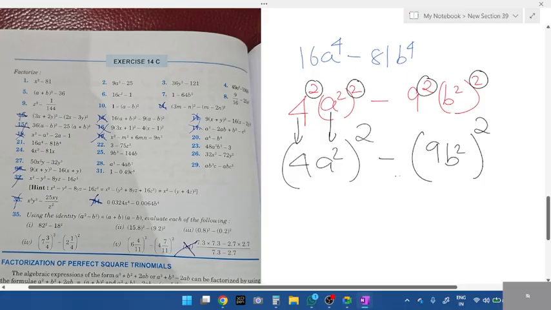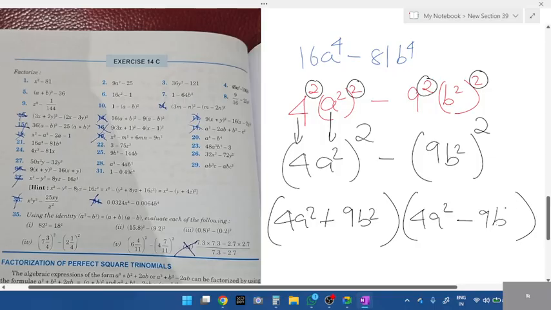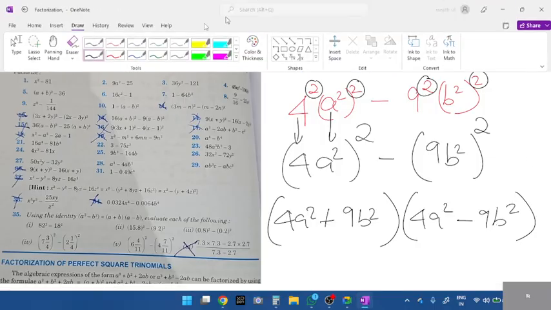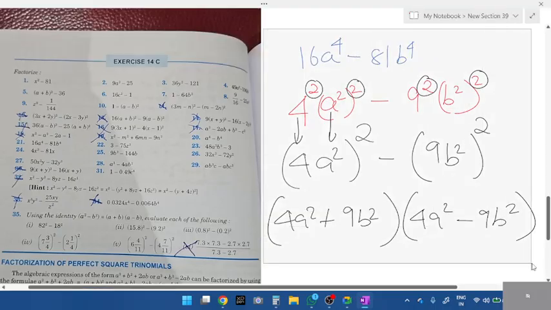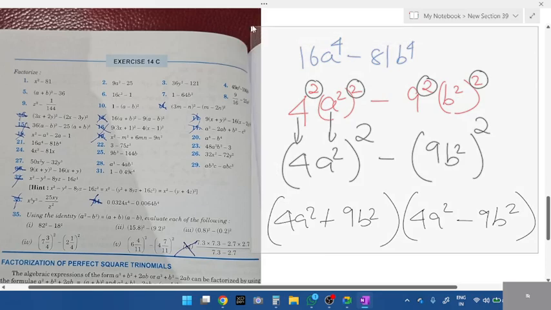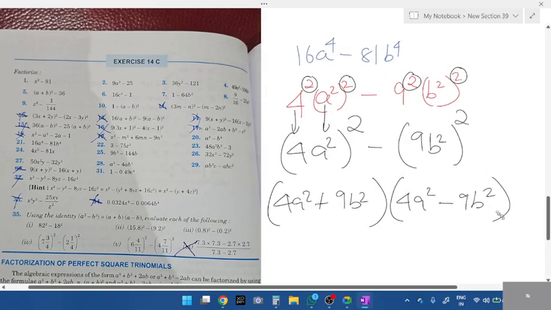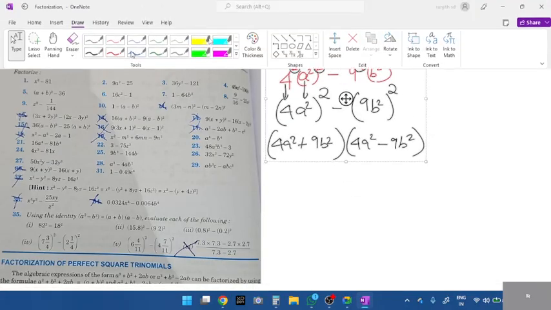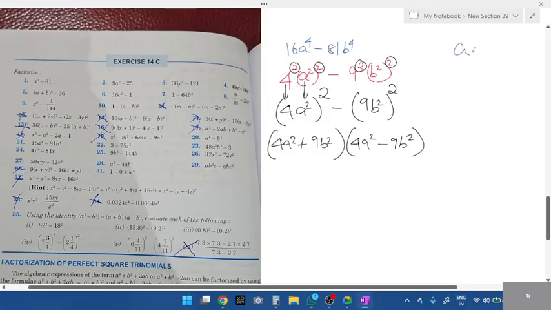Now we have a square minus b square. What's the answer for this? (4a square plus 9b square) into (4a square minus 9b square). Ignore plus. Look at the minus. Can we further factorize the minus value? Yes. How do I factorize the second part? See, whenever there is 4 students, I'll teach you a trick. Whenever we have degree 4, definitely you have to factorize twice. First factorization is done. Second factorization, try to factorize this. Let me keep 4a square plus 9b square as it is.